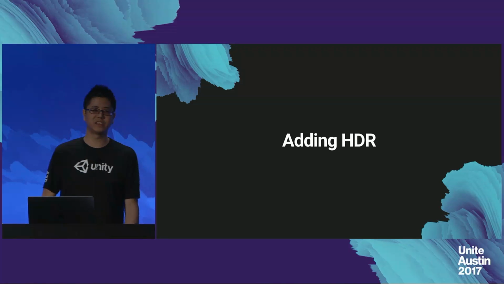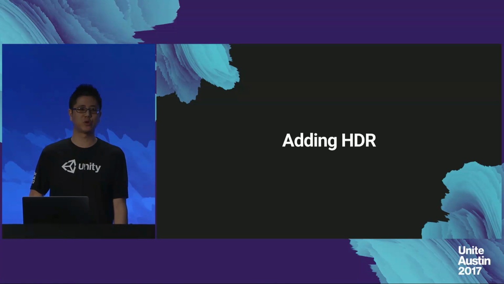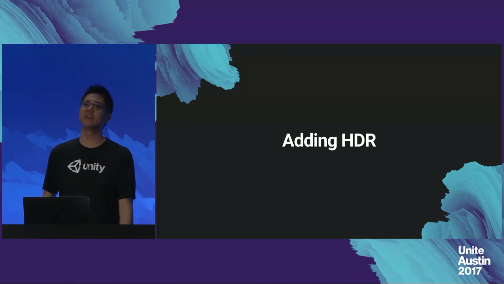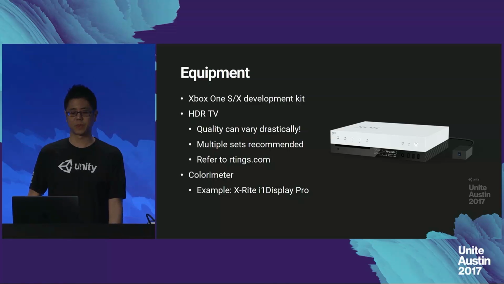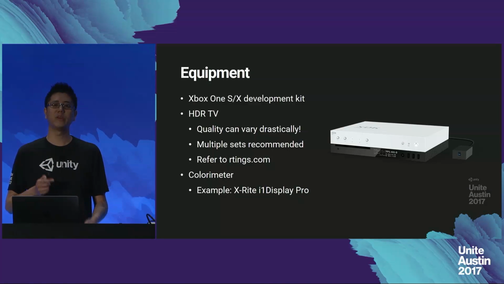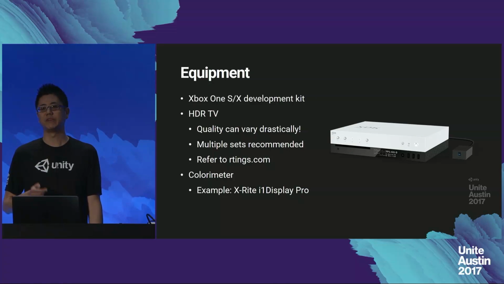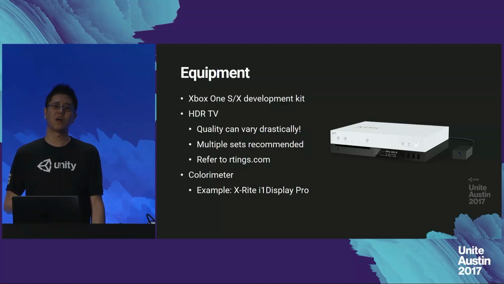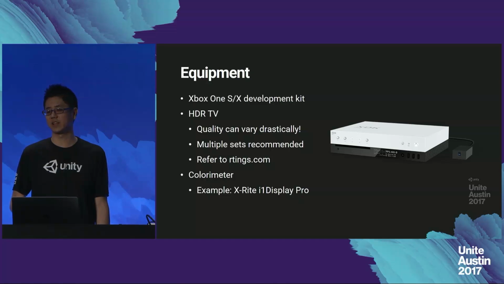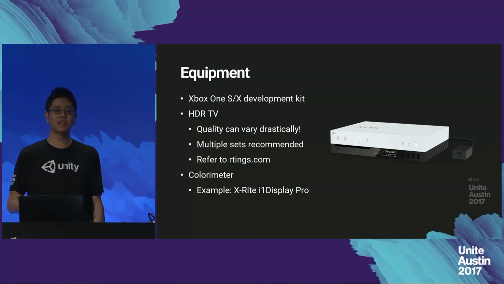So now that everyone here is an HDR rendering expert, let's get down to actually adding HDR to your Unity game itself. What you're going to need first is the right dev kit. For Xbox, that's either the Xbox One S or the new Xbox One X. And of course, you're going to need an HDR TV. Now, from our experience, we found that quality among different sets does vary drastically. And we've seen really cheap entry-level HDR TVs claiming to offer true HDR support, only to find that they sometimes don't support the necessary color depths or the right color gamuts needed for true HDR.